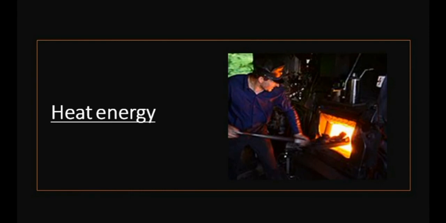Next type of energy is heat energy. Heat is a form of energy. We use it for a lot of things like warming our homes and cooking our food. Most of the heat energy we use comes from burning fuels like coal, kerosene, and petrol.